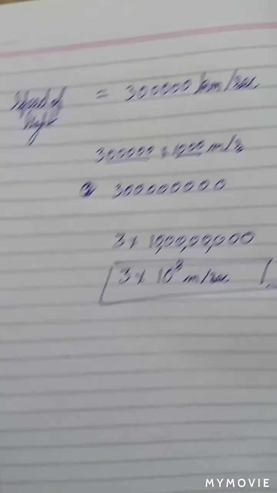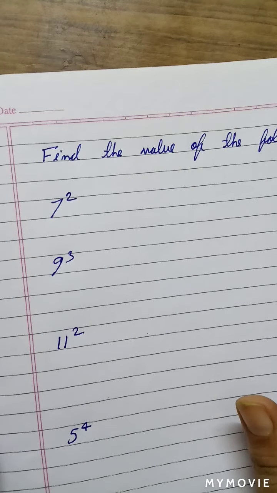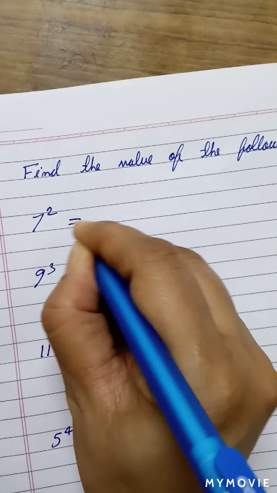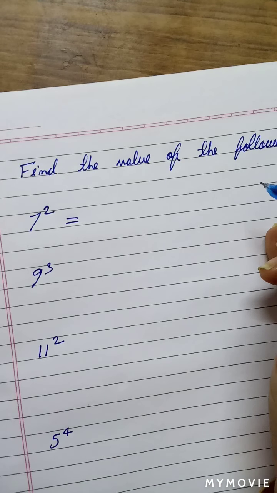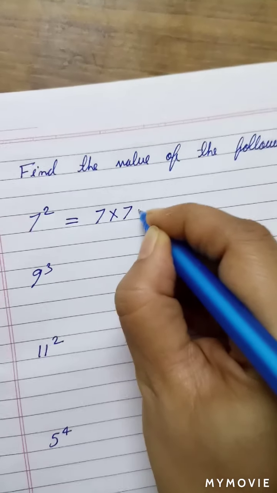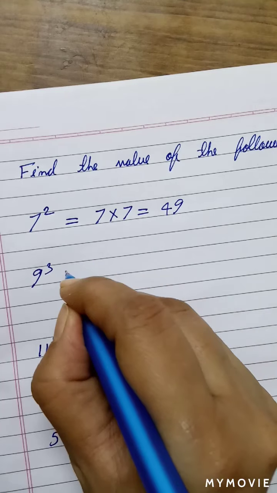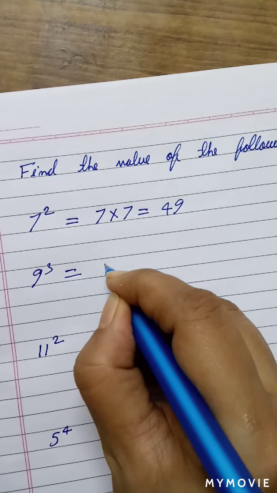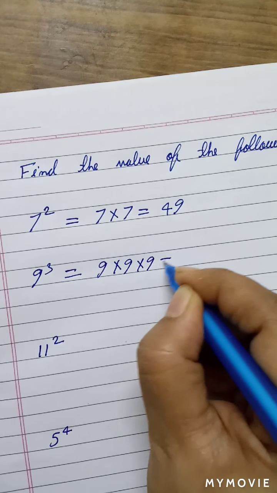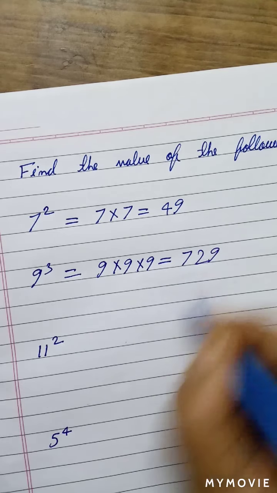Now let's move on to some more examples based on exponents. Now let's work on some examples to make the concept of exponents a bit more clear. We have 7 raised to the power 2. It simply means 7 into 7, which is 49. We have 9 raised to the power 3. It means 9 into 9 into 9. And this is going to be 729.